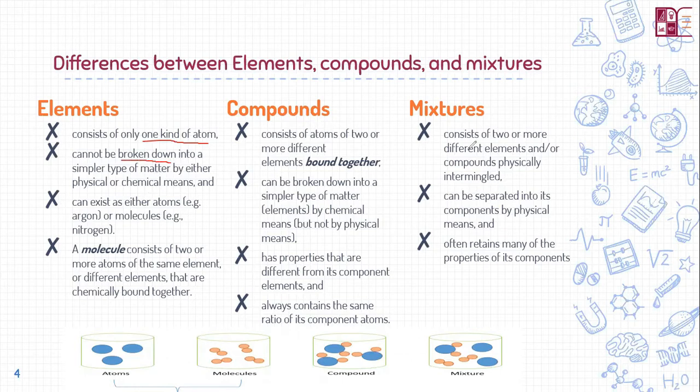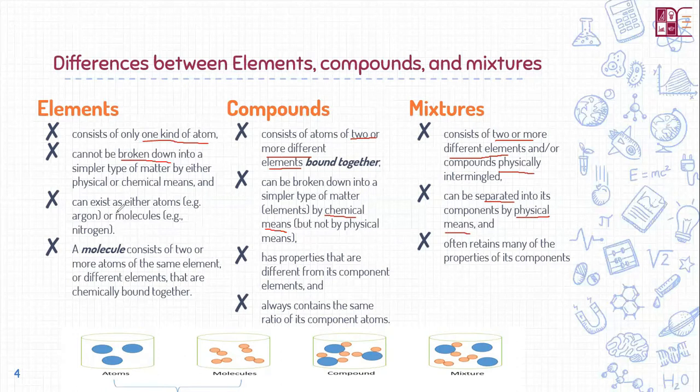Whereas if I talk about compounds and mixtures, they are made up of atoms of two or more different kinds of elements. Compounds are bonded together by chemical bonding, and you can separate the elements of a compound by chemical means, but they will not be separated by physical means. Whereas mixtures consist of two or more different elements combined together physically. If you want to separate them, you can separate the components by physical means, and you will not need any chemical means to separate them.